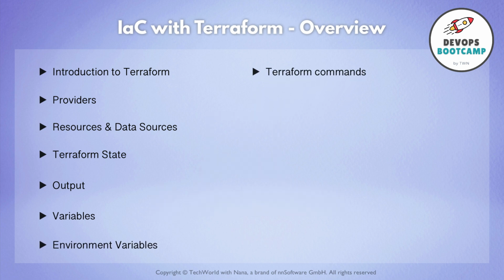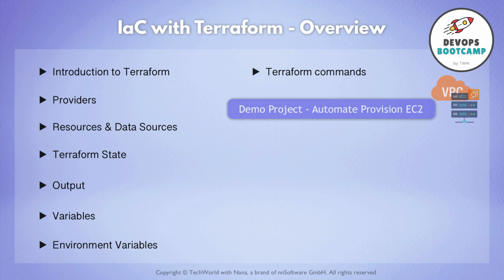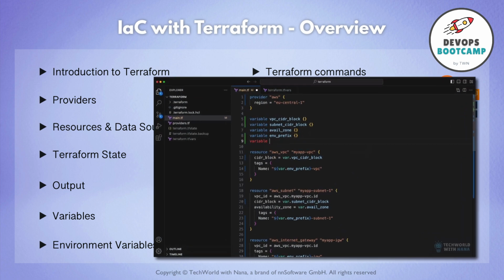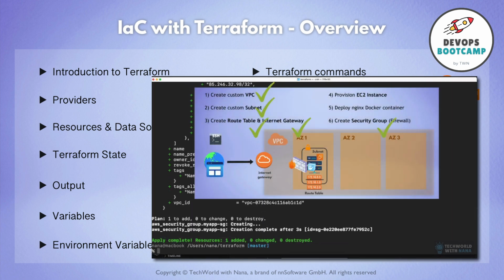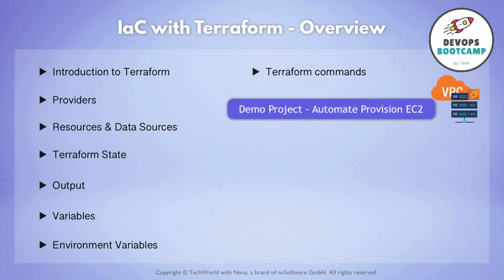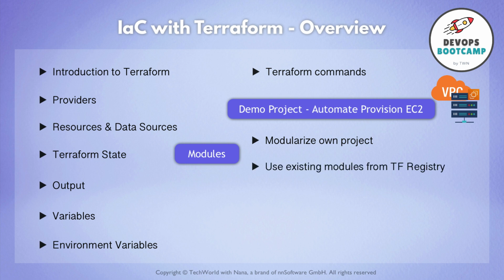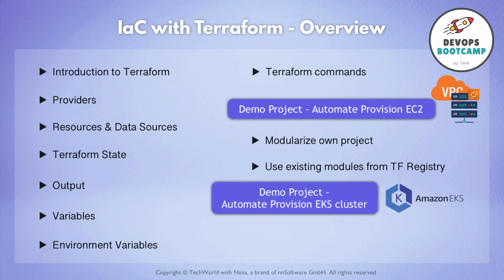After having learned the basics, we will automate creating an EC2 server on AWS with firewall and other networking configuration using Terraform. Then you will learn how to make Terraform configuration reusable and modular using Terraform modules. We will see how to modularize our own project, as well as how to use existing modules from the Terraform registry in our project. So in our second demo project, we will use the existing modules to automate provisioning an EKS cluster on AWS using Terraform.